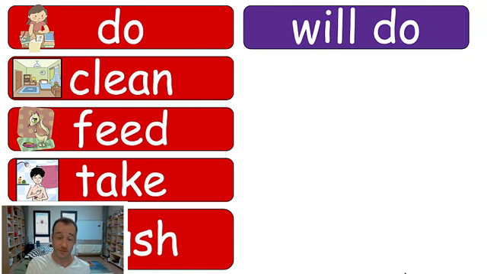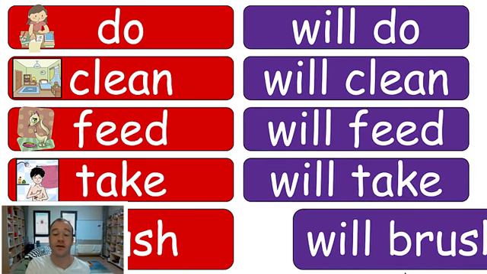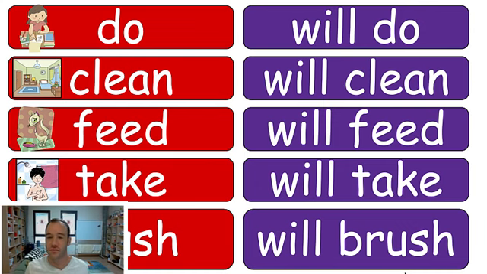Okay, so very quickly, for using will, it's very simple, right? Do, will do. Clean, will clean. Feed, will feed. Take, will take. Brush, will brush. We'll see very quickly, oh, it's very simple. Just add will in front of the verb and you have it, okay? And that's what I want them to see. It's just a quick review for them at this point.